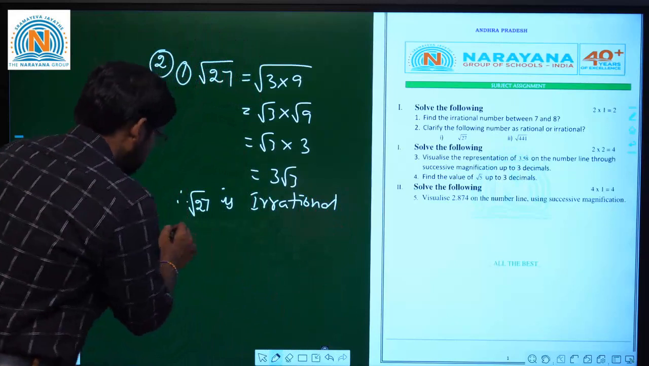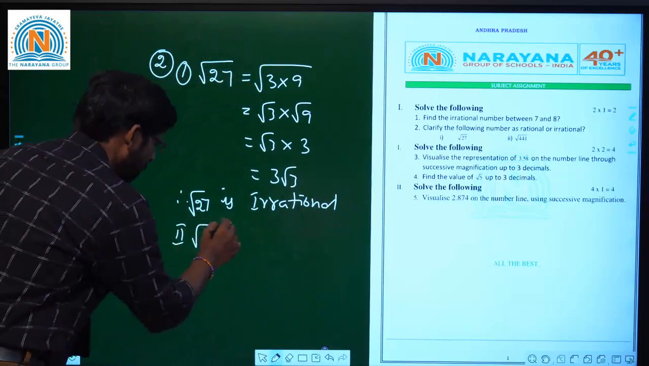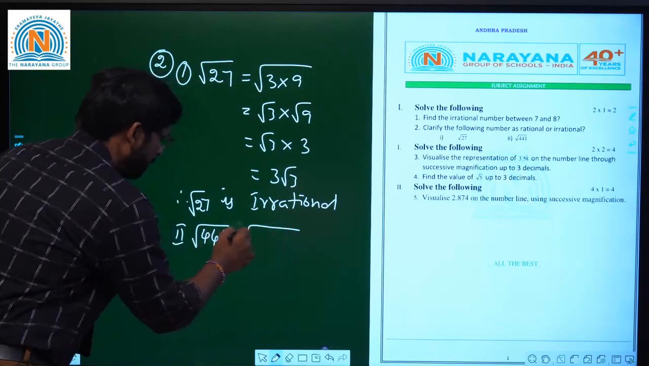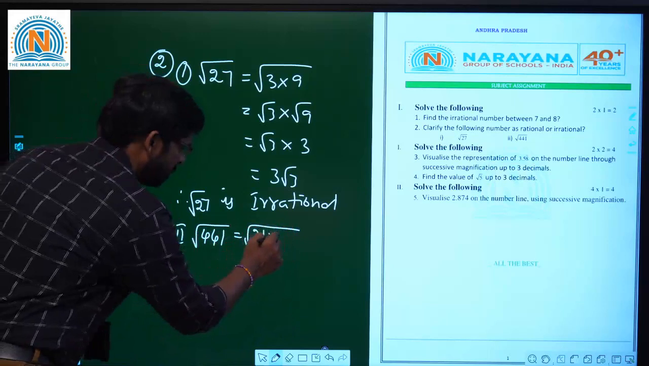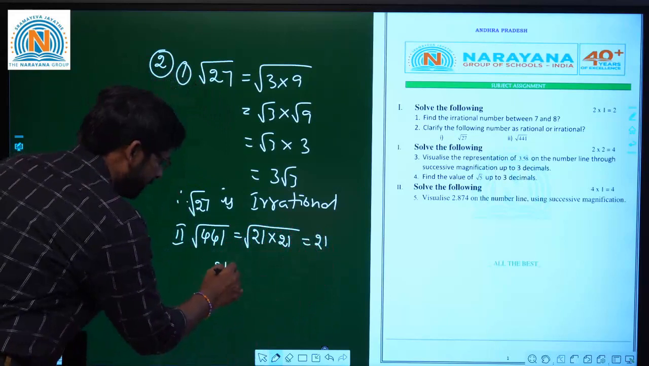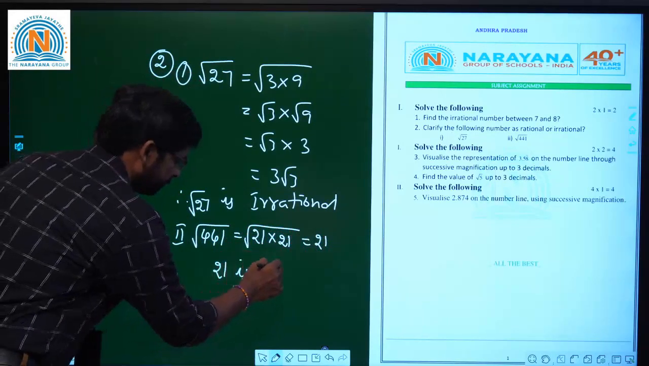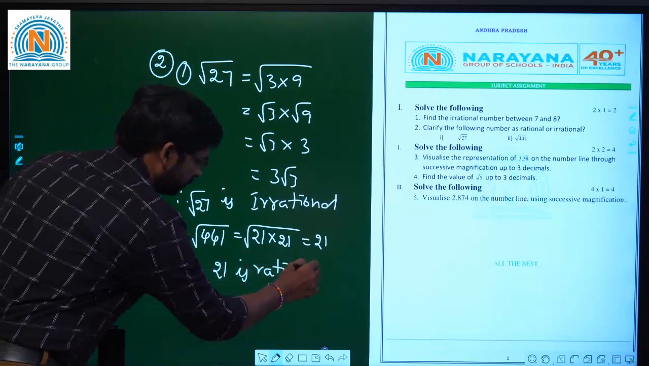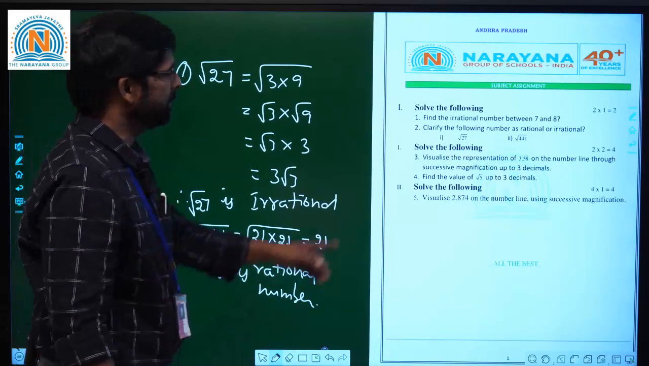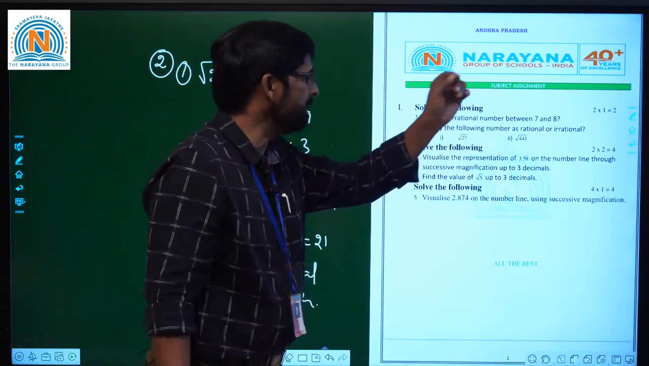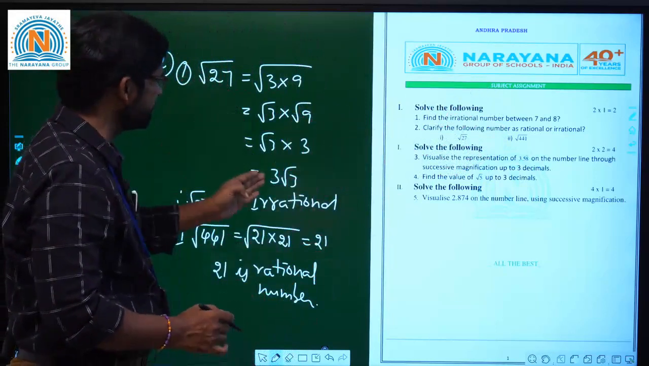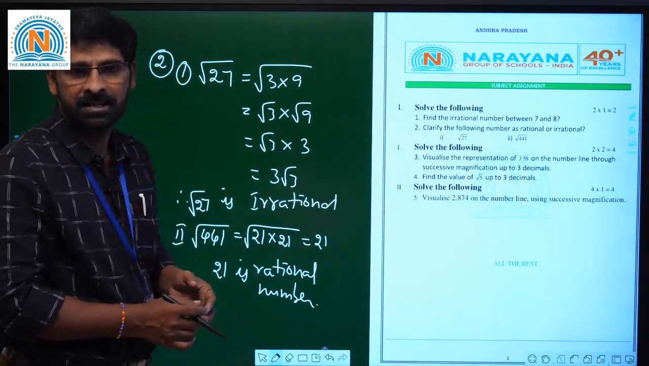Next, second one, root of 441. Root 441 can be written as 21 into 21. So you get 21. So 21 is rational. Rational number. Once again, classify the following numbers as rational or irrational. The first one is root 27. Root 27 is 3 root 3. 3 root 3 is an irrational number.